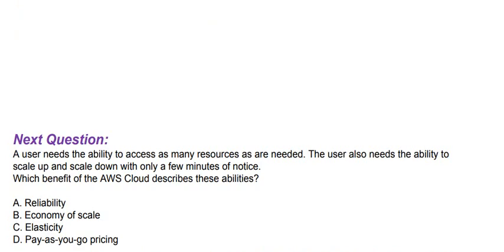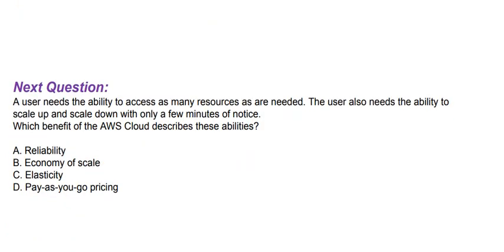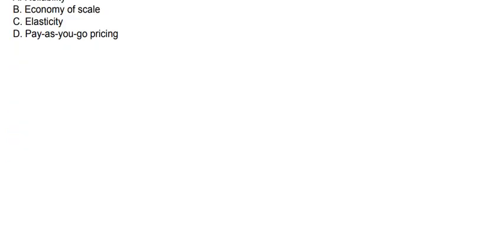Next question is, a user needs the ability to access as many resources as are needed. The user also needs the ability to scale up and scale down with only a few minutes of notice. Which benefit of the AWS cloud describes these abilities? Option A, reliability. Option B, economy of scale. Option C, elasticity. And option D, pay as you go pricing. The correct answer is option C.